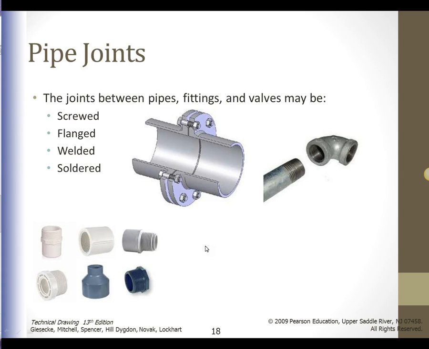The next thing we're going to talk about is the different types of joints. Joints can be connected together to fittings and valves, and they can either be screwed joints, which is this picture here, flange joints, which is this picture here. These are also screwed joints. And you can also have welded or soldered joints.